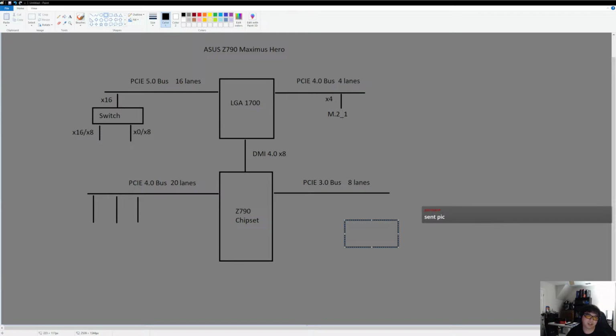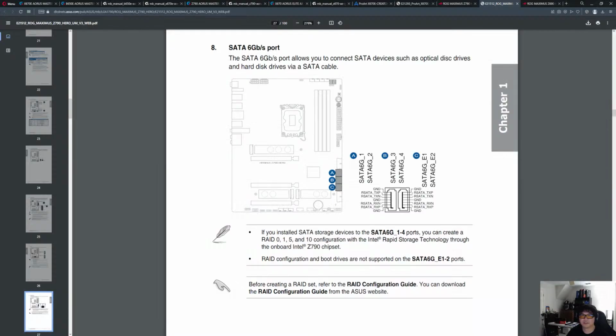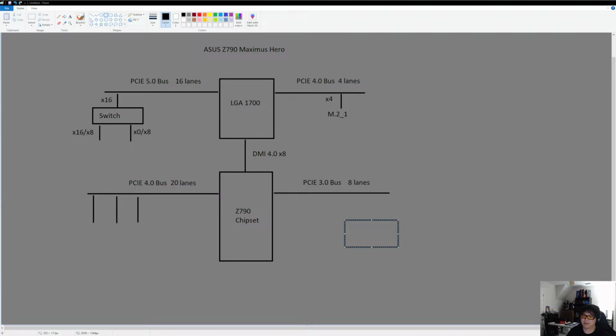Yeah, 6 SATA. Why are there E1, E2? RAID configuration and boot drives are not supported on E1 and E2. But you can do RAID on the first 4. It means the first 4 are going through the... well, they're all going through the chipset. See? So the SATA can do RAID on 1 through 4, but it cannot do it on these 2. So that means that these 2 are going through an ASMedia? Why would they need to do that? I don't know. I'm not really impressed with the way ASUS has allocated a lot of the stuff on here.